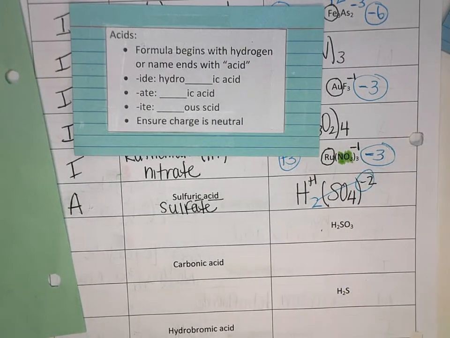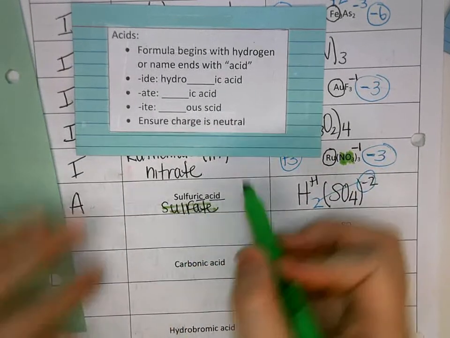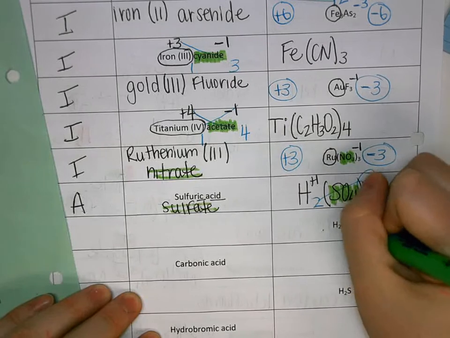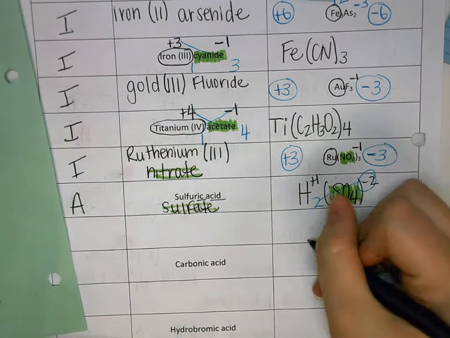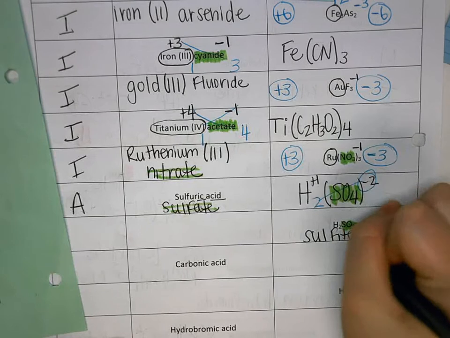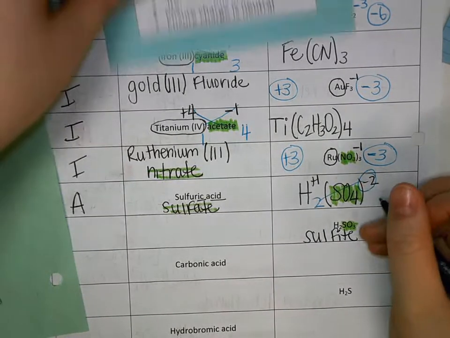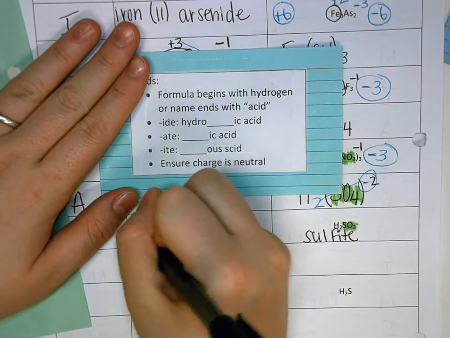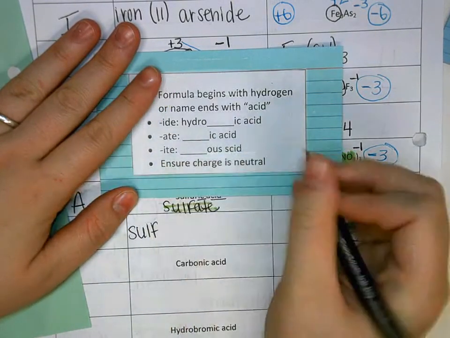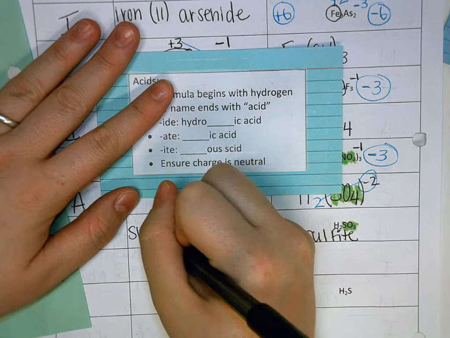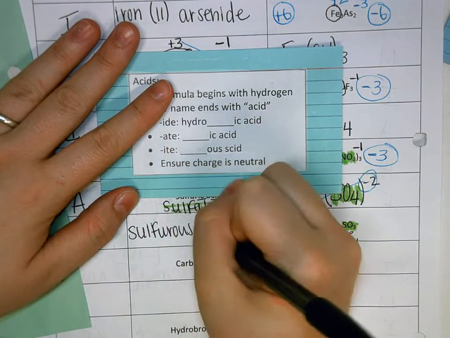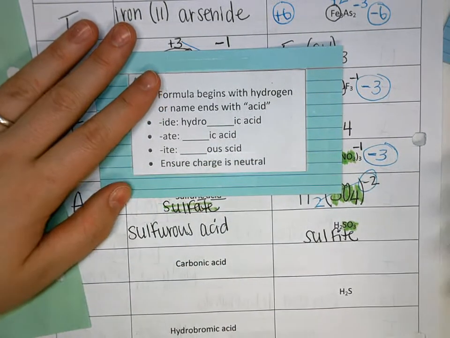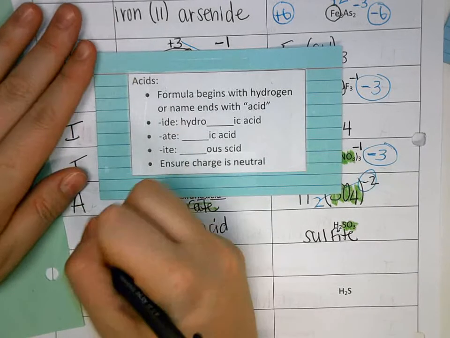Next up I have H2SO3. So SO3 is a polyatomic ion, and its name is sulfite. So whenever you have an ITE, that's going to change to blank-us acid. So this is going to be sulfurous acid. If you just had sulfus acid, that would be okay too, but remember, sulfur's weird. So that was an acid.